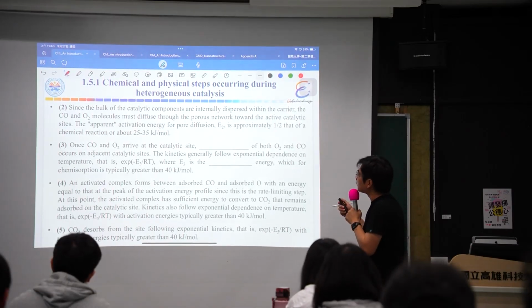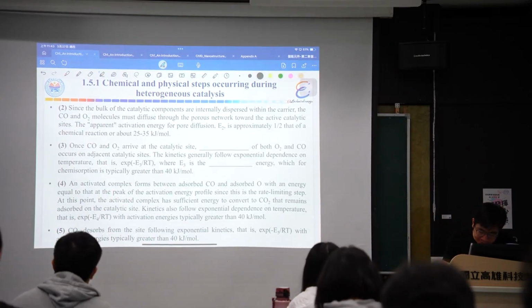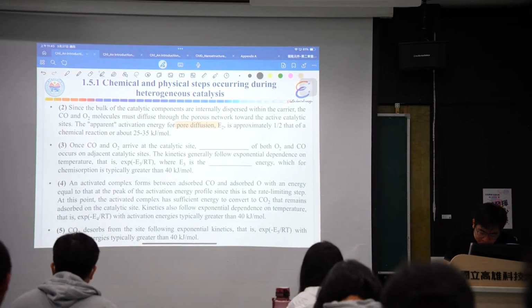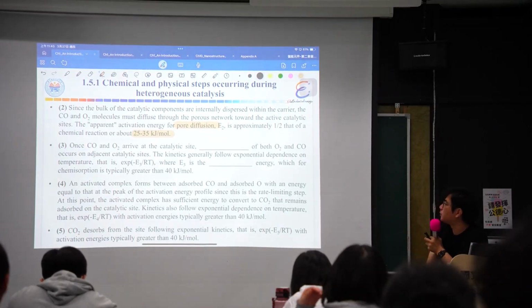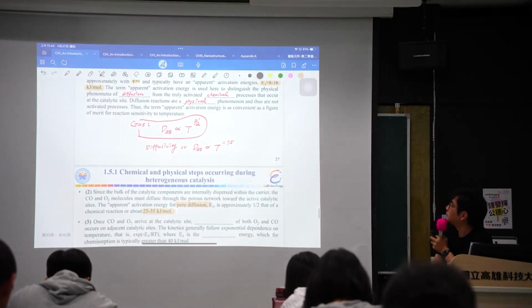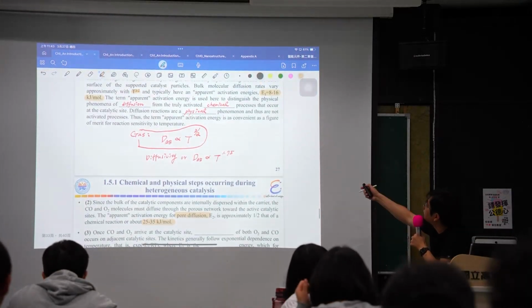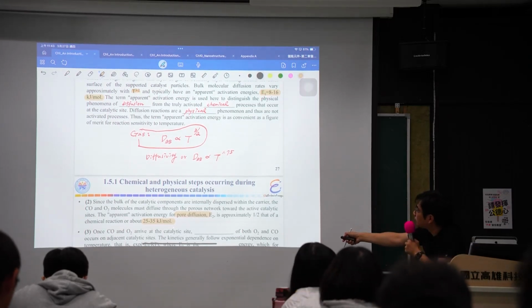The activation energy for photon fusion is a little bit higher, right? It's around 25 to 35 joules per mole. It's a bit higher than the bulk fusion. This activation energy is lower than this one.